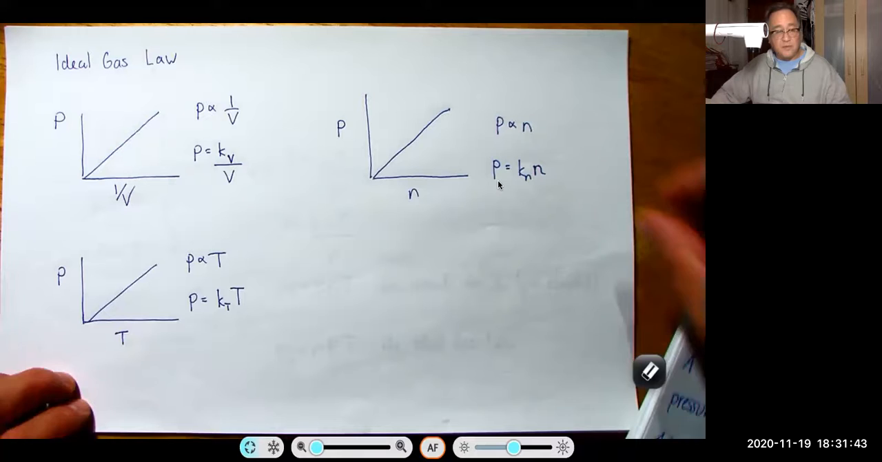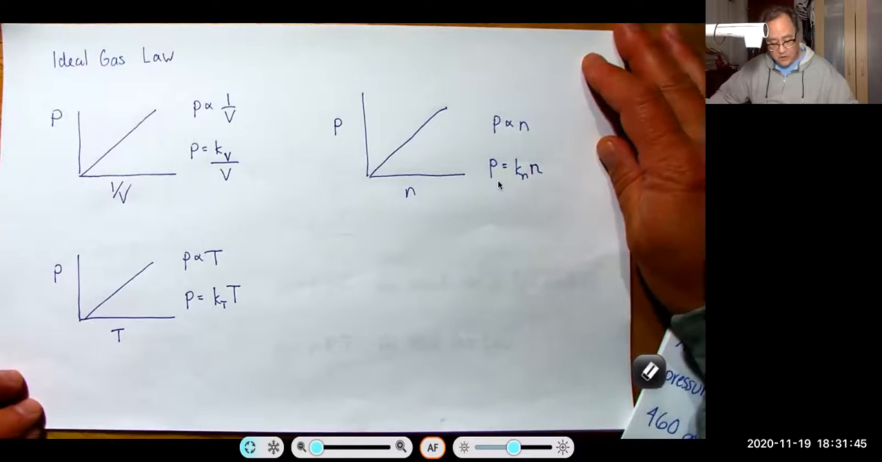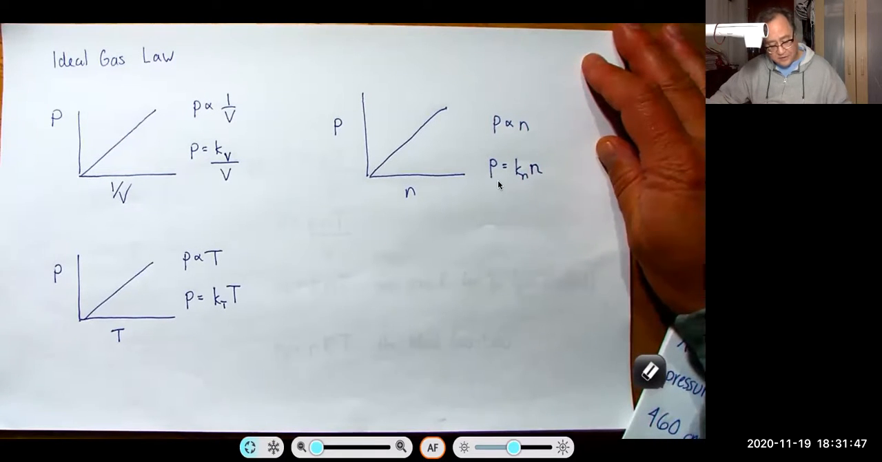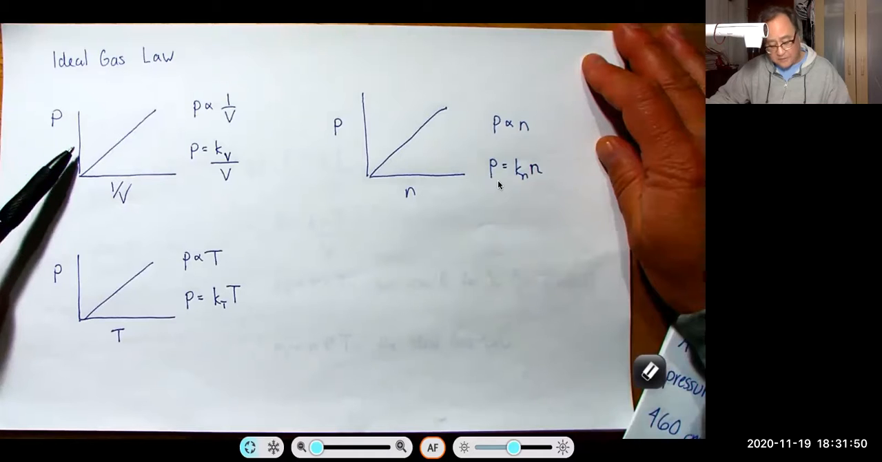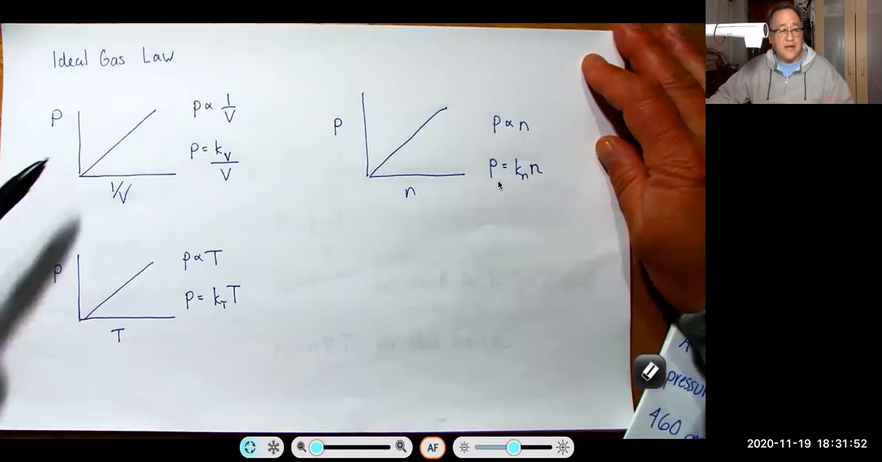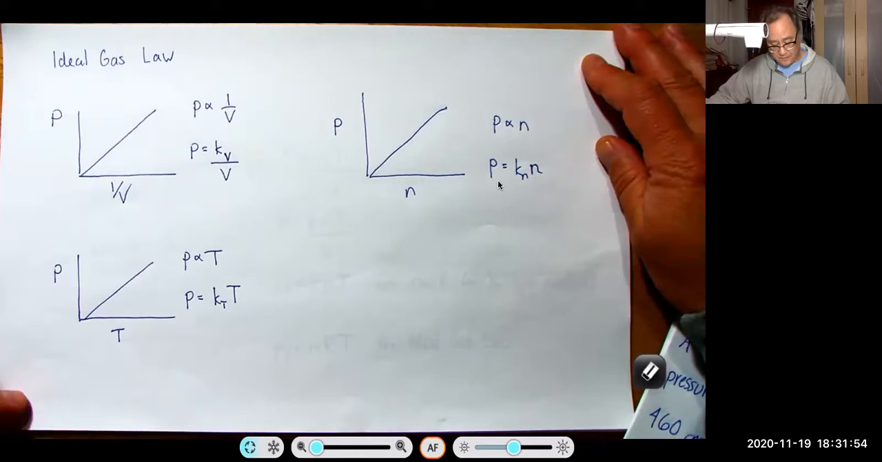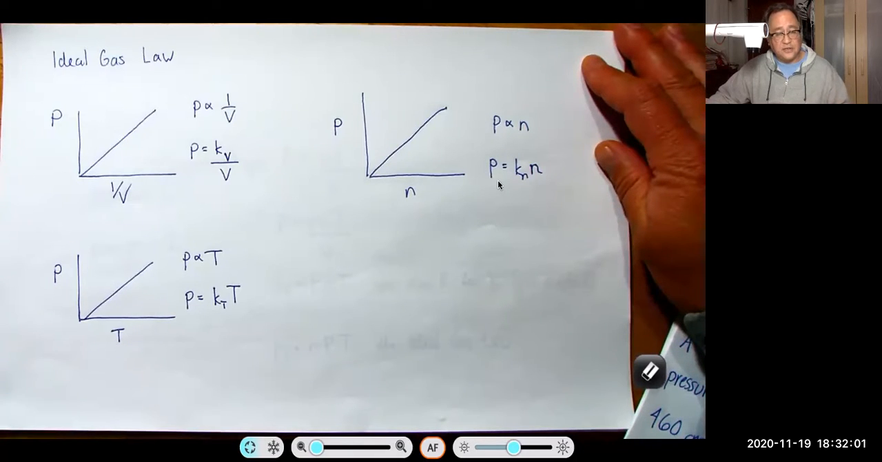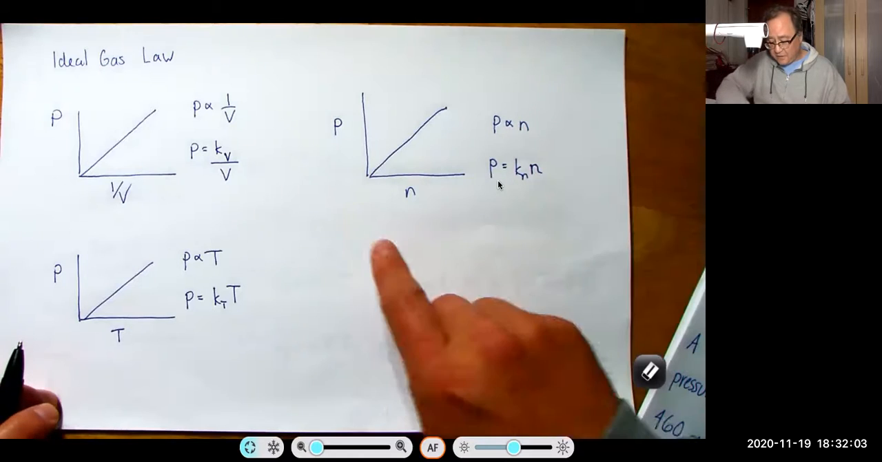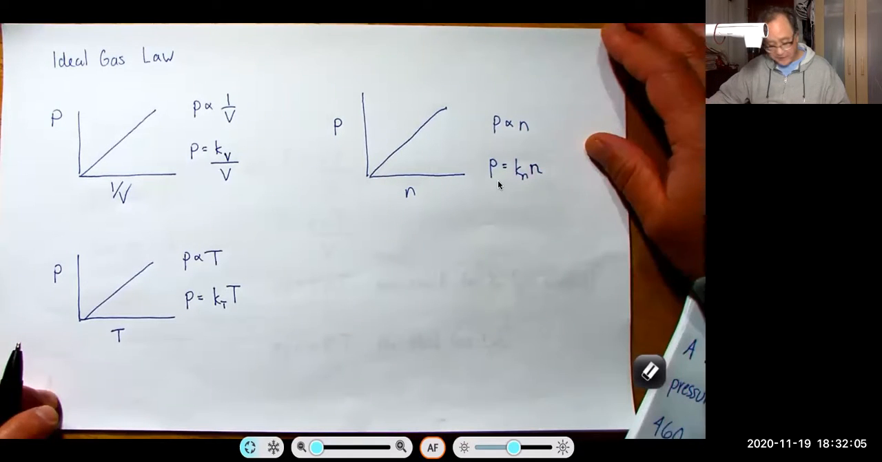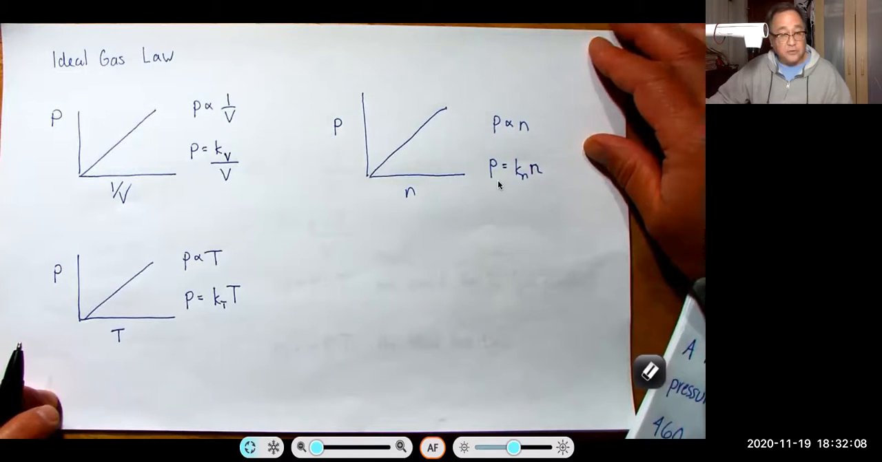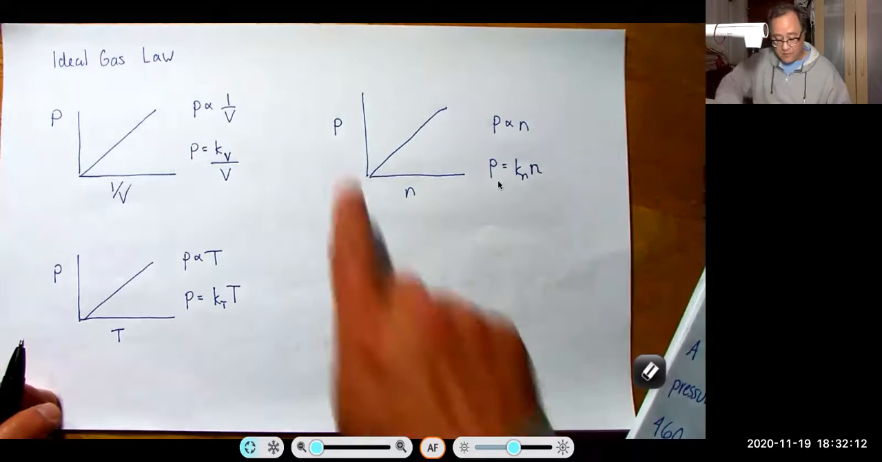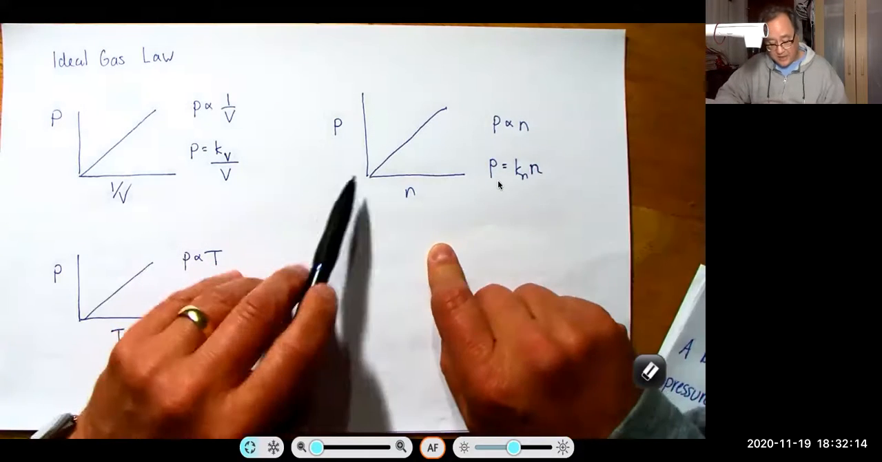So here's how we arrive at the ideal gas law. You might recall this graph here. This is the graph that we generated from data where we demonstrated how to get to Boyle's law. And here for the pressure and the temp, this is the graph we generated for Gay-Lussac's law. Now here for pressure and moles, I'm not sure whose law that is, to be honest with you, but this is the graph that we would generate for the relationship between pressure and moles.